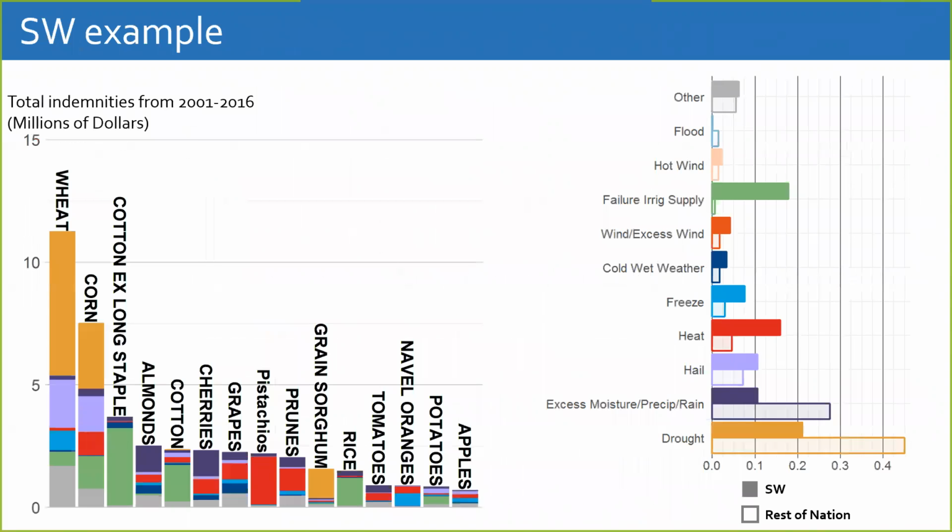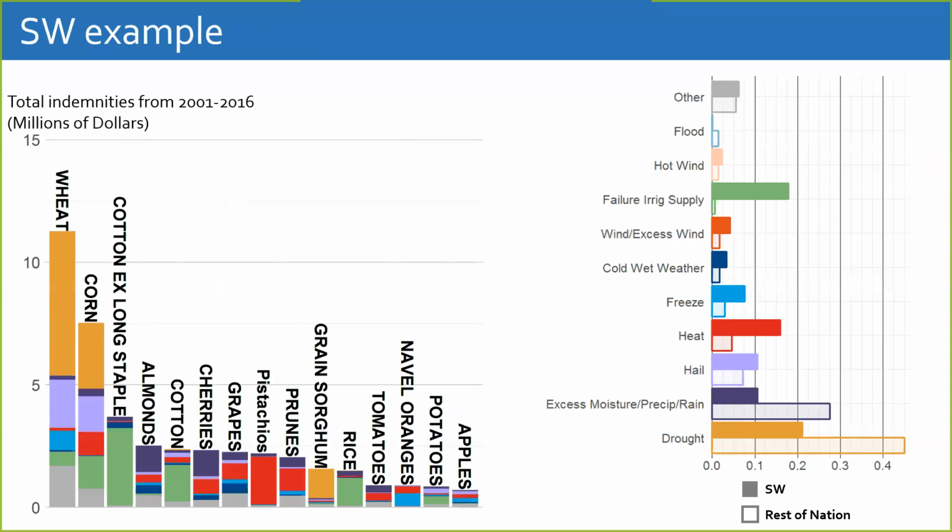So if we take the Southwest region just as an example, we can plot total indemnities from 2001 to 2016 by commodity. So while wheat and corn are top commodity losses, cotton and a variety of fruits and nuts comprise most of the top 15 crops. We can also show the reported cause of loss by crop. For example, the primary cause of loss of wheat is drought, while failure in irrigation supply in the green is mainly responsible for cotton losses.